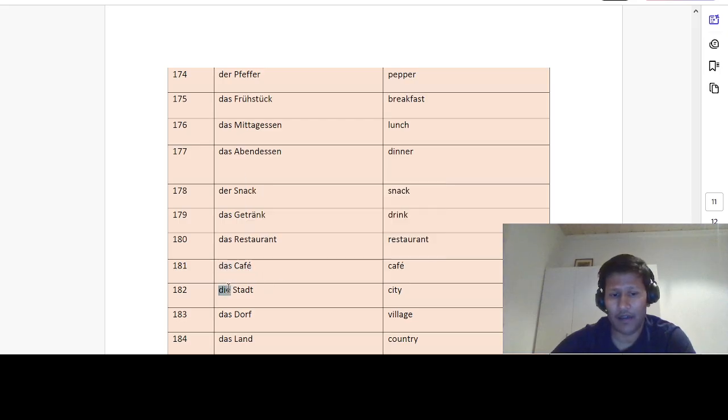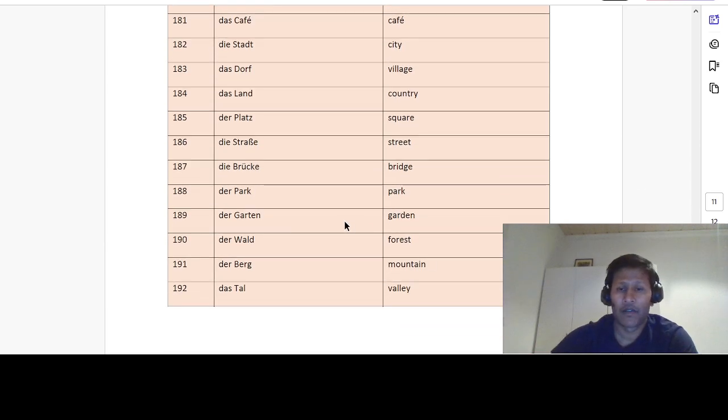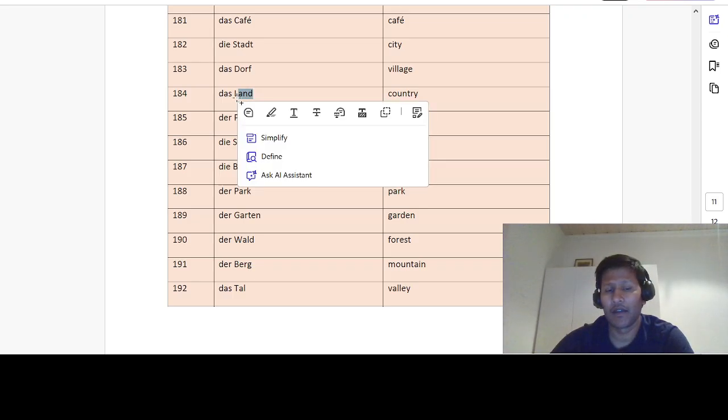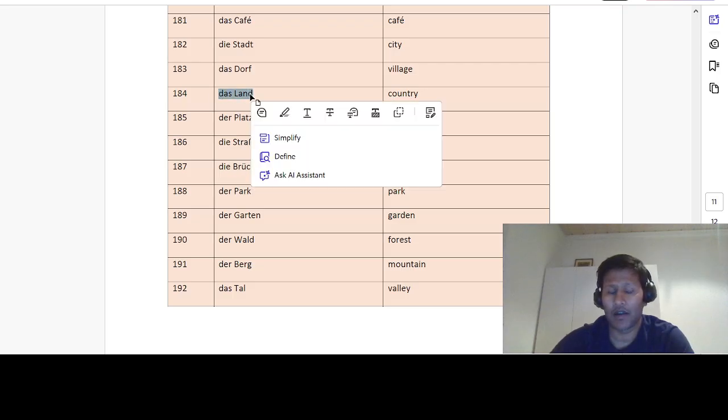Die Stadt. City is called die Stadt. And then we have village. Okay, so that is das Dorf, village, das Dorf. Let's move to 184. So country in German is called das Land. So don't confuse it with land in English. Okay, the meaning is country. Das Land is country.